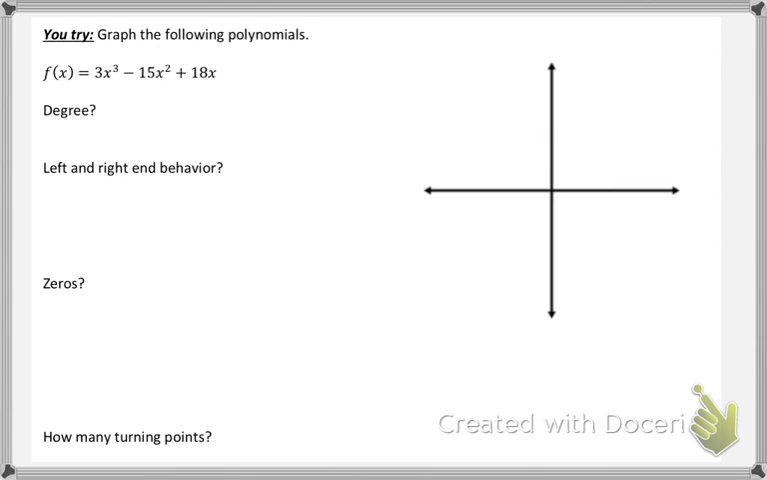So graphing 3x cubed minus 15x squared plus 18x. First of all, we know that the degree is 3. Okay, and because it's odd, I know that my left and right end behavior is going to be opposites. So opposite end behavior.